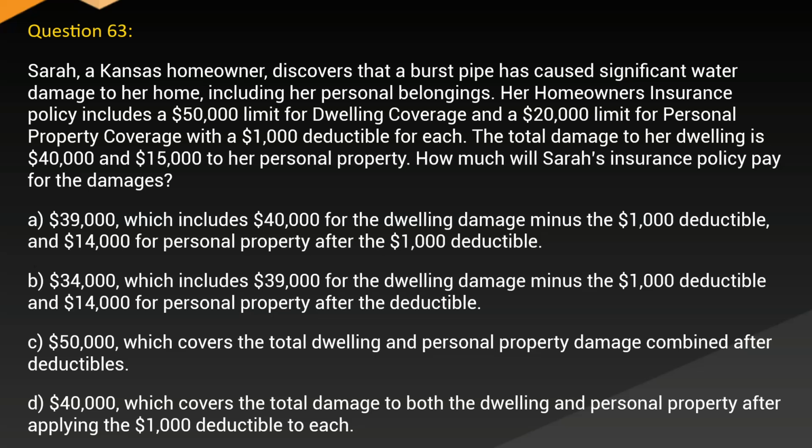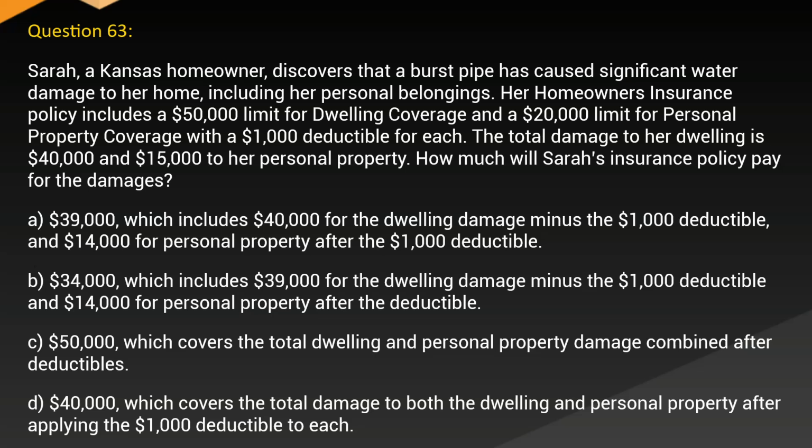Question 63. Sarah, a Kansas homeowner, discovers that a burst pipe has caused significant water damage to her home, including her personal belongings. A homeowner's insurance policy includes a $50,000 limit for dwelling coverage and a $20,000 limit for personal property coverage with a $1,000 deductible for each. The total damage to her dwelling is $40,000 and $15,000 to her personal property. How much will Sarah's insurance policy pay for the damages?